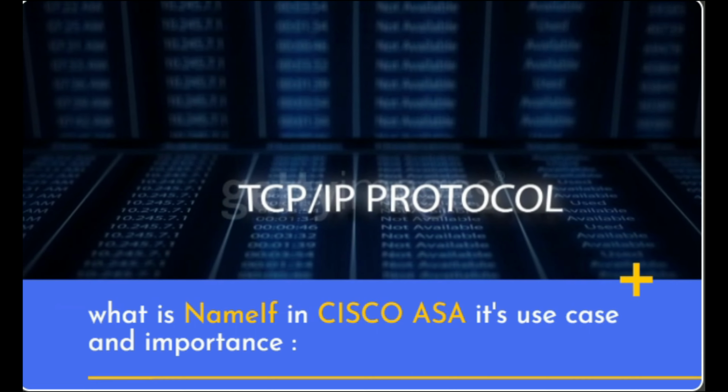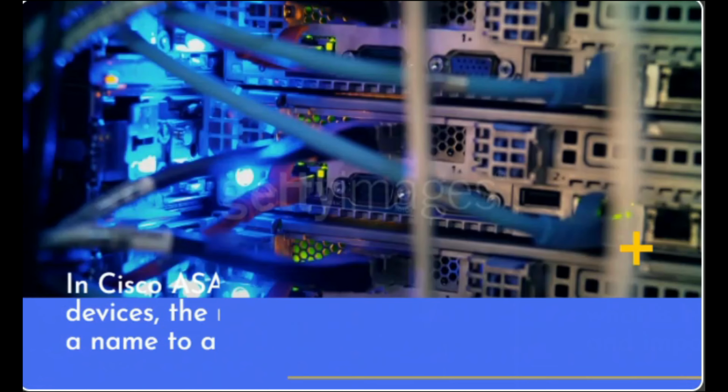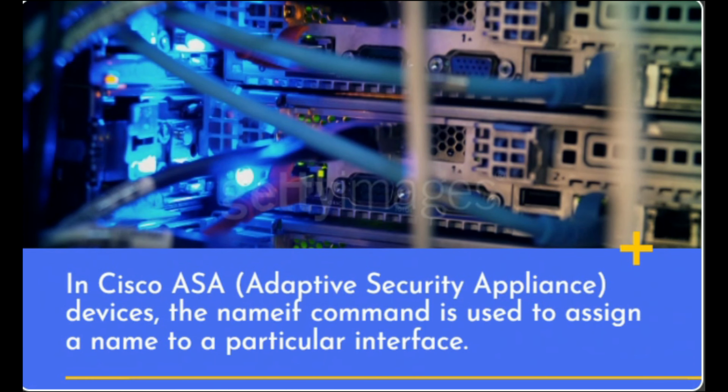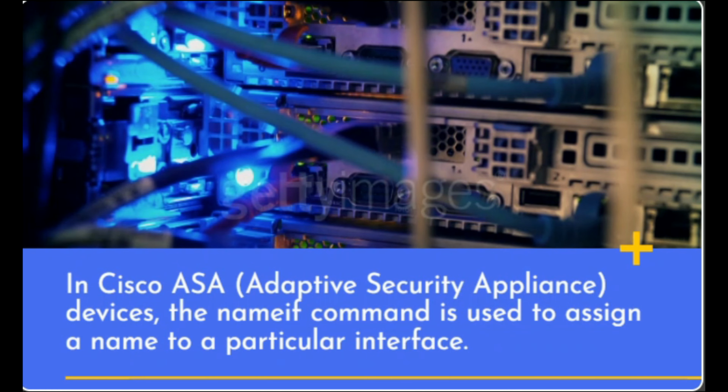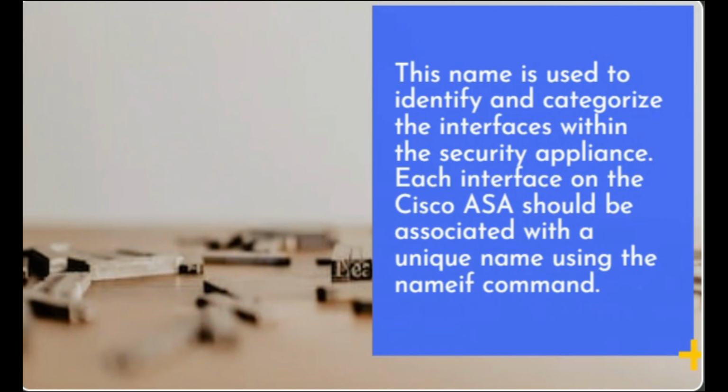What is nameif in Cisco ASA, its use case and import? In Cisco ASA, Adaptive Security Appliance, devices, the nameif command is used to assign a name to a particular interface. This name is used to identify and categorize the interfaces within the security appliance. Each interface on the Cisco ASA should be associated with a unique name using the nameif command.